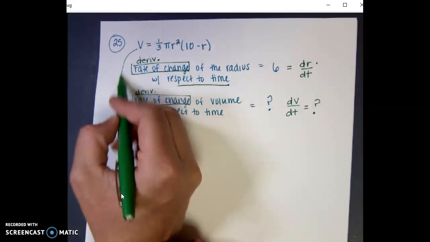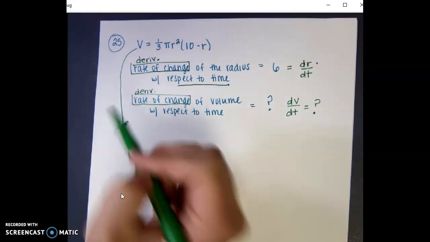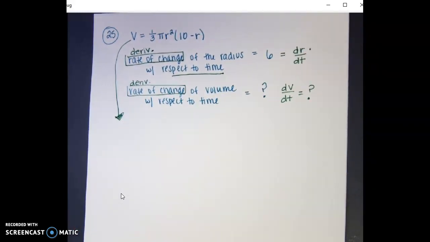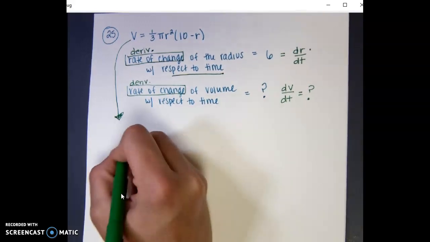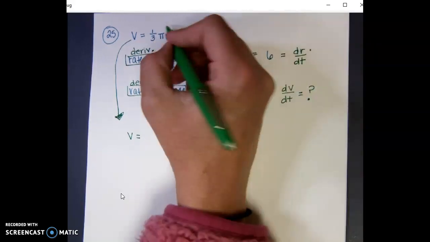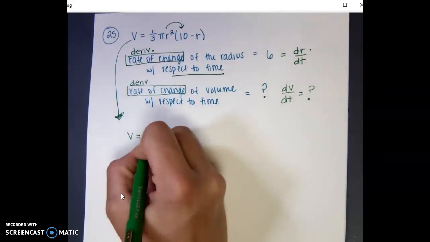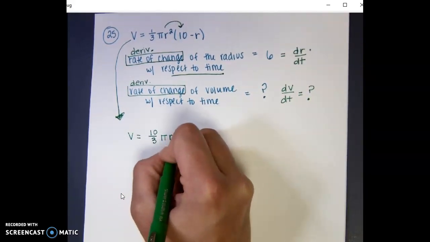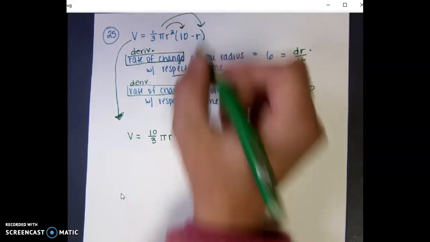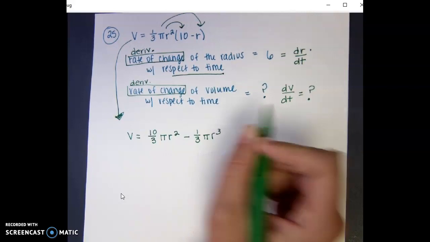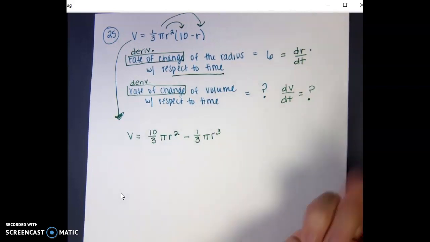So we're going to take the volume equation. Because of the way it's written right now, if you multiply it out, then you won't have to use the product rule. But you can use the product rule. But I'm going to multiply it out. So this will be 10/3 pi r squared, and then minus 1/3 pi r cubed. So this is the same volume formula, just multiplied out.